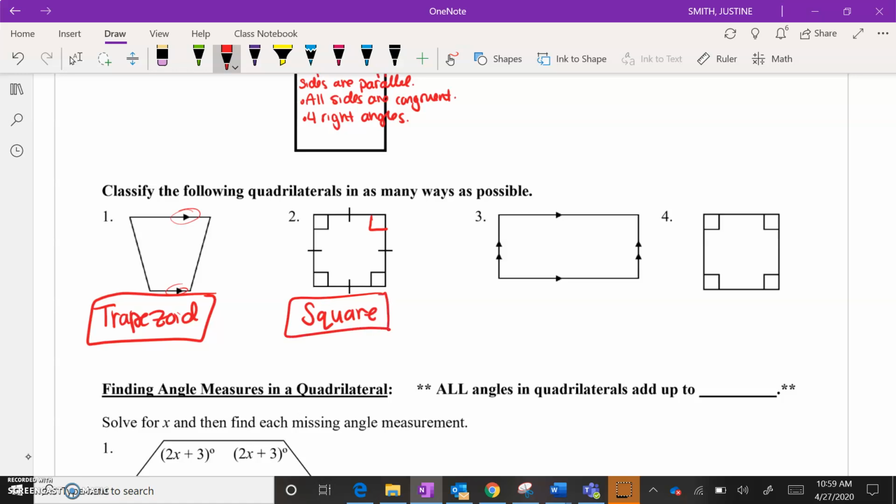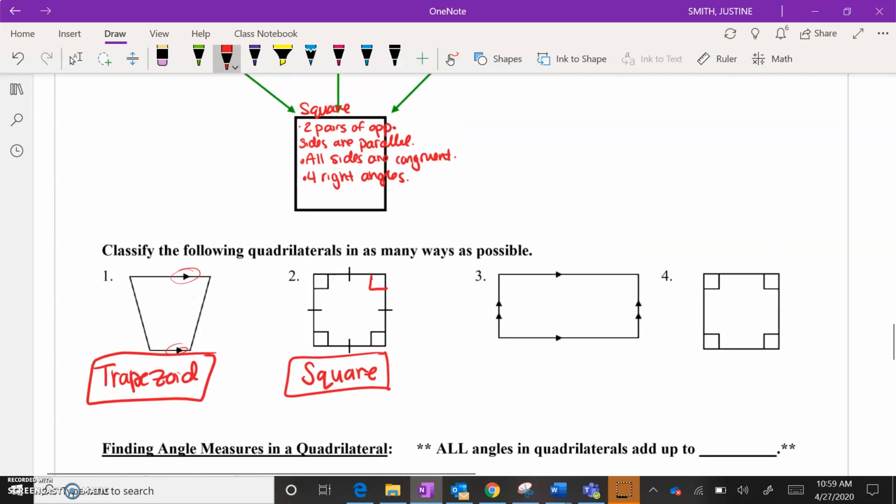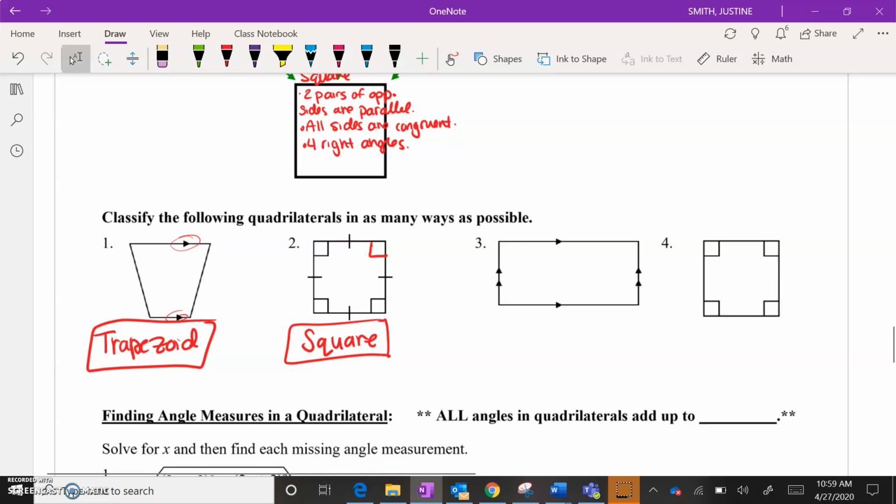Okay. For number three, it has the two sets of parallel sides. So for number three, it looks like a rectangle, but it doesn't have the markings showing that these are right angles. If it doesn't have those markings, the only thing that we could classify this one as is a parallelogram, because it doesn't have the markings showing that the angles are right angles. So even though it looks like a rectangle, we can't say that.